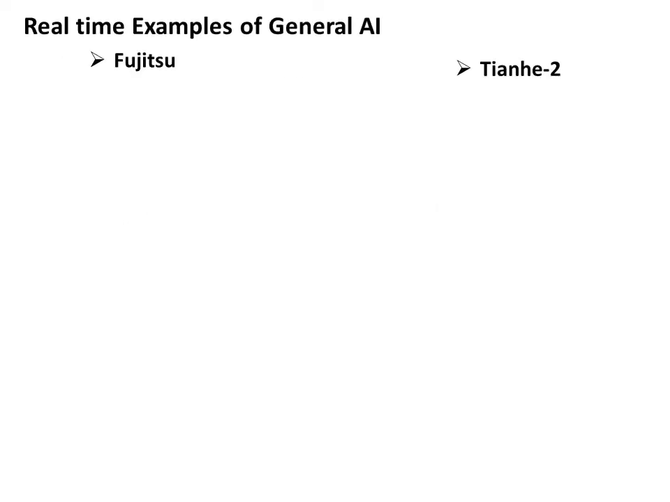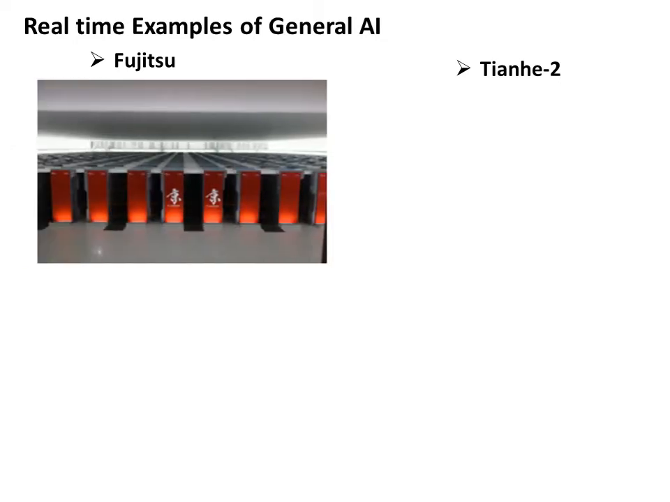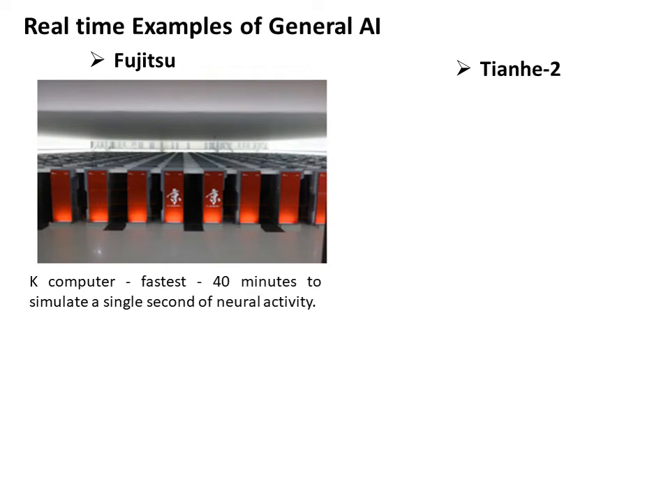Here comes the real-time examples of general AI. Fujitsu has built the K computer, which is one of the fastest supercomputers in the world. It is one of the significant attempts in achieving strong AI. Even with its most advanced computing systems and infrastructure, it took nearly 40 minutes to simulate a single second of neural activity. Hence, it is difficult to determine whether strong AI will be achieved shortly.